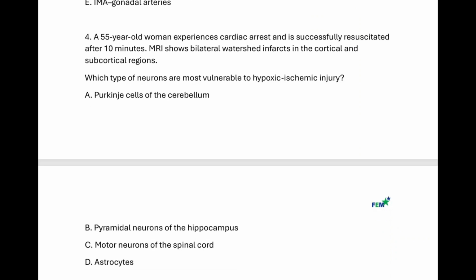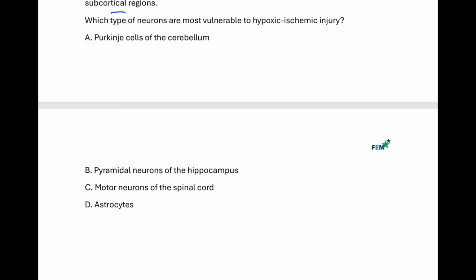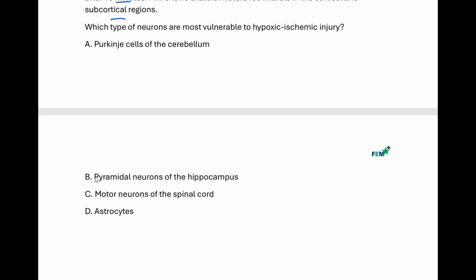And the last question, guys: a 55-year-old woman experiences cardiac arrest and is successfully resuscitated after 10 minutes. MRI shows bilateral watershed infarct in the cortical and subcortical regions. Which type of neurons are most vulnerable to hypoxic ischemic injury in the brain? What do you guys think? Very good. Remember, we said it's going to be what? Pyramidal neurons of the hippocampus.